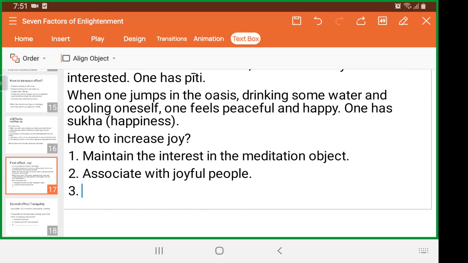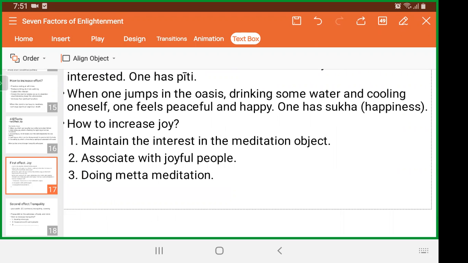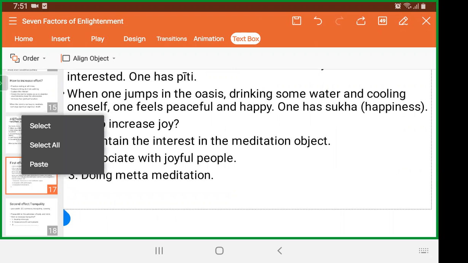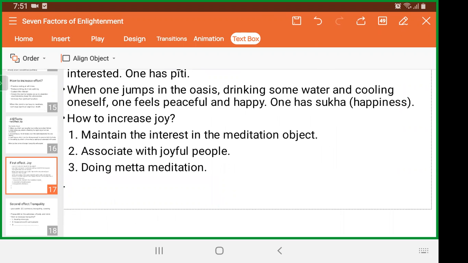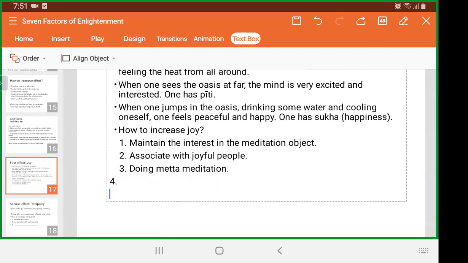Okay, how about other people? Doing metta meditation. Yes, that's a good point. Okay, next person. We can add that we perform more wholesome deeds. Yes, you feel that doing more wholesome deeds makes your mind joyful, because it creates fewer defilements. When we have fewer defilements, we have more joy. Okay, that's good.